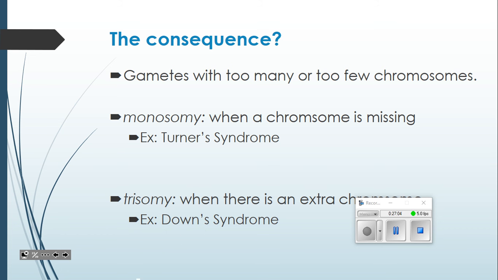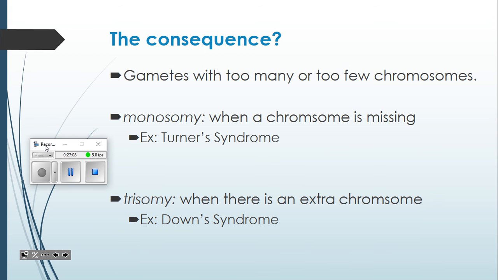Now, the other possibility from non-disjunction is that we'll make a gamete that has too many chromosomes. And then when that gamete fuses with another, and we have a child or offspring, there will be an extra chromosome. Trisomy is the word for it. Tri means 3. It's when a person has 3 of a chromosome instead of 2, like they're supposed to.